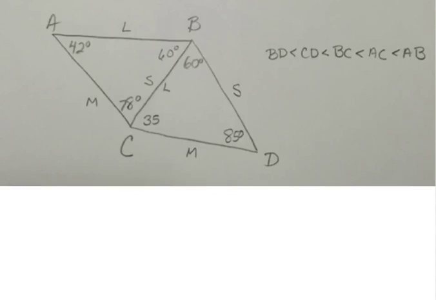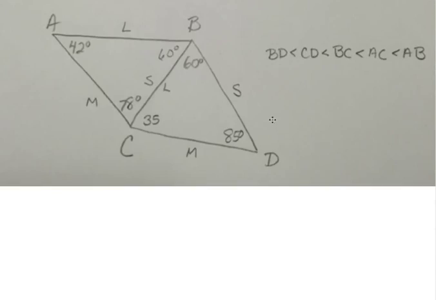Here we go. So I found all the angle measures in each triangle, and I labeled all my sides small, medium, large. If you look at triangle ABC, my smallest angle was angle A, so BC is the smallest side. 60 degrees is the medium angle, so AC is the medium side, and 78 is the large one, so AB is the largest side. And then I did the same thing for triangle BCD.